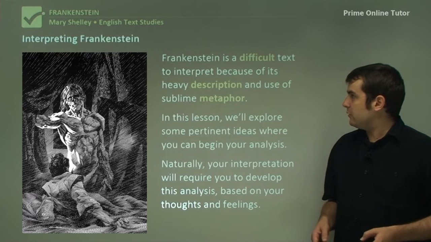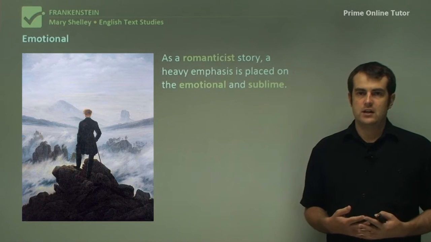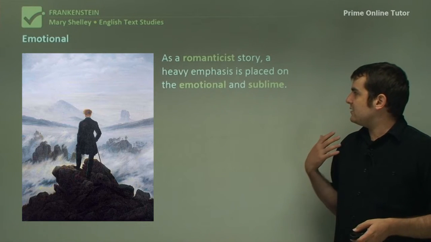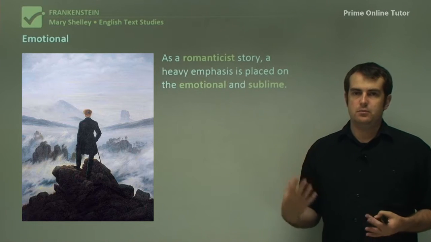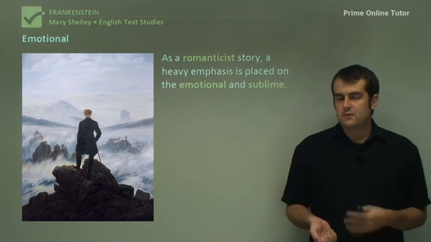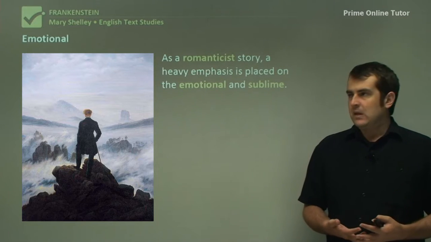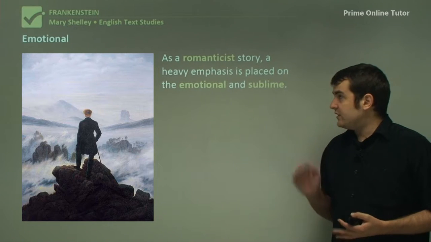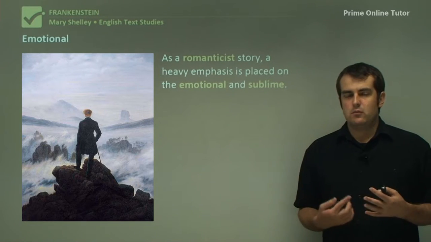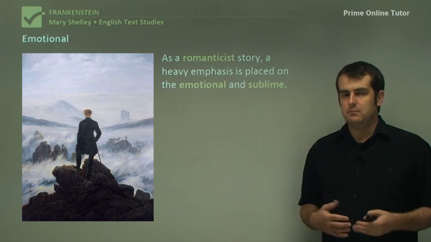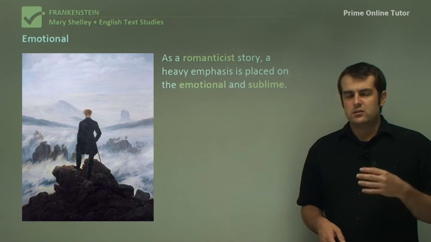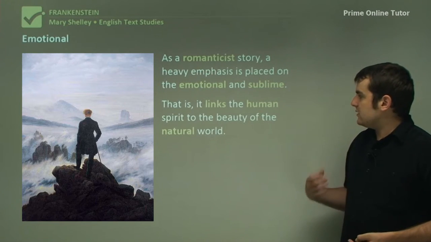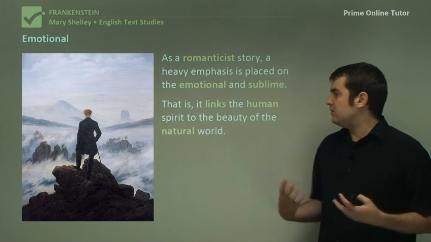All right, so to start with, let's look at the emotional side of this text. And it is a very emotional sort of text because it is a romanticist text. It's one which is basically placing emphasis on the emotional and the sublime. It is creating this very romantic view of nature and society, which is almost in some cases idealized, and definitely placed in a sense that we really are thrown up this question about what makes someone human, what makes life beautiful, and what sort of characteristics do we judge that upon. So it links basically the human spirit to the beauty of the natural world.